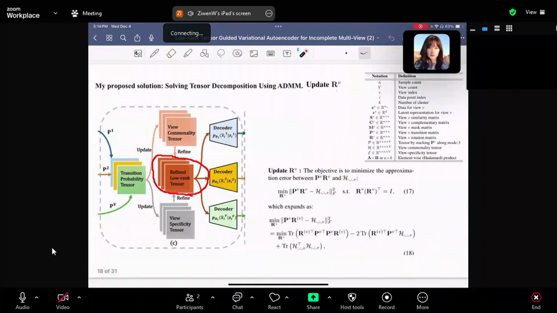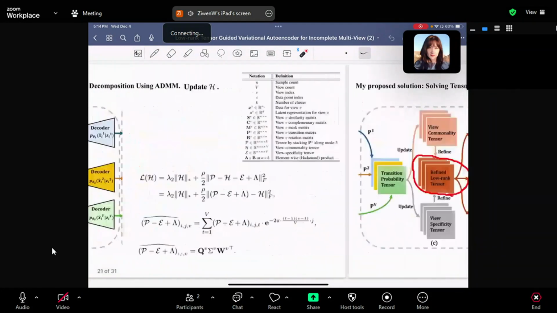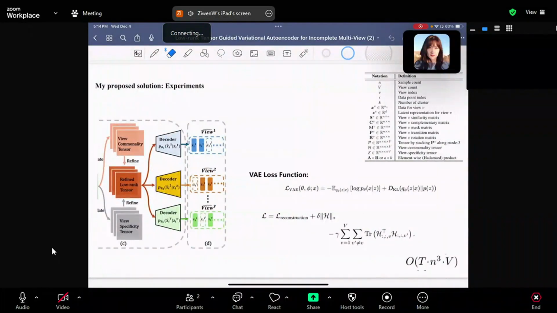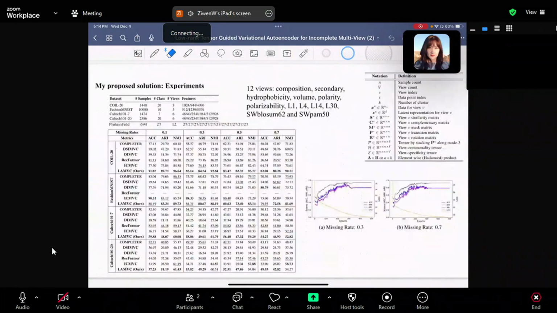I guess this part might be a little bit too long. I do wish that I had more time to explain this, but I'll just jump to the conclusion. I'm running out of time.